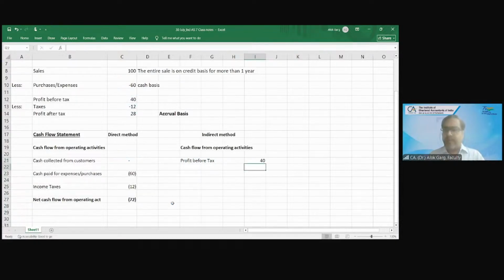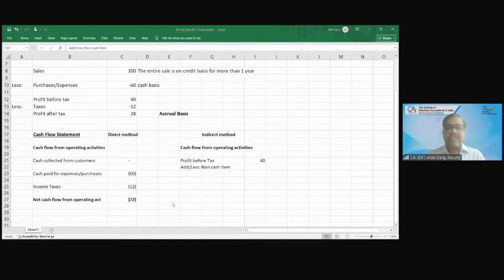40. Okay, then what will I do? I will adjust, add or less, non-cash items. Non-cash items mean things like depreciation, foreign exchange difference, and provision for bad debt. These are kinds of non-cash items. Then the exceptional items.